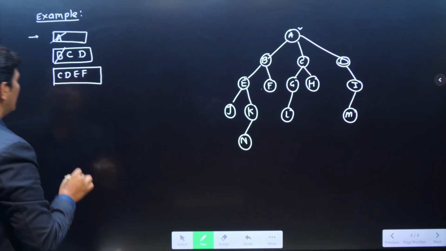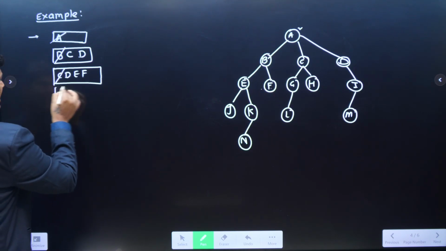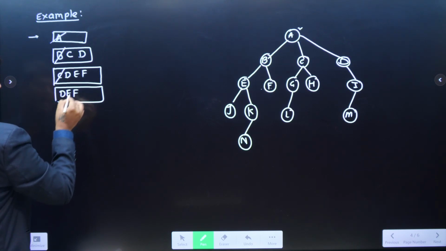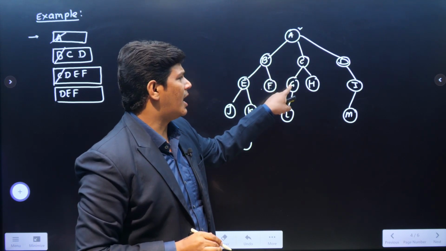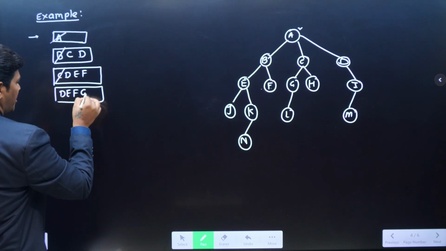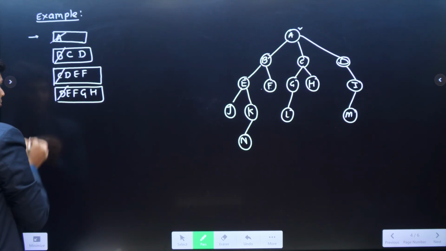Perfect. Very good. Now next step, remove C. We have removed the C. So the remaining nodes are D, E, F. Now insert the child nodes of C. So C is having two child nodes, that is G, H. Okay? G and H. In the next step, after inserting, remove D.